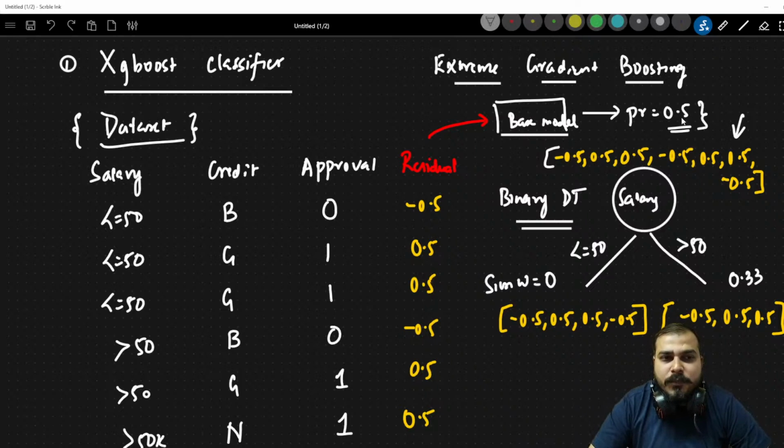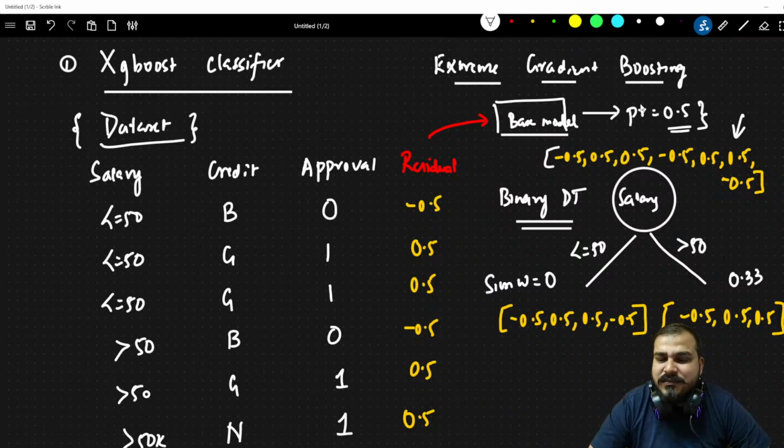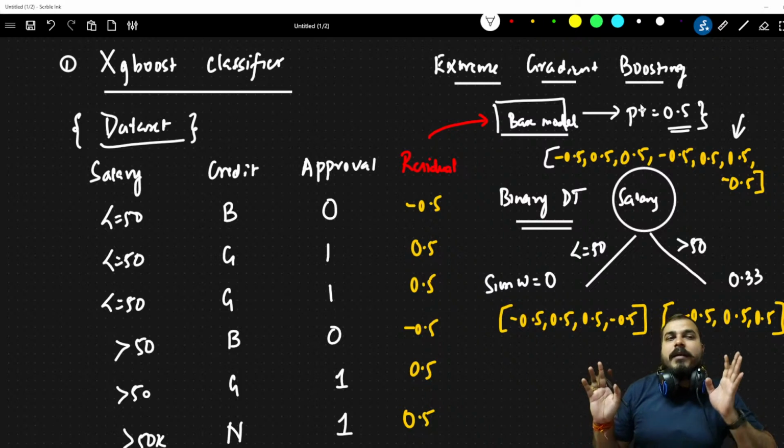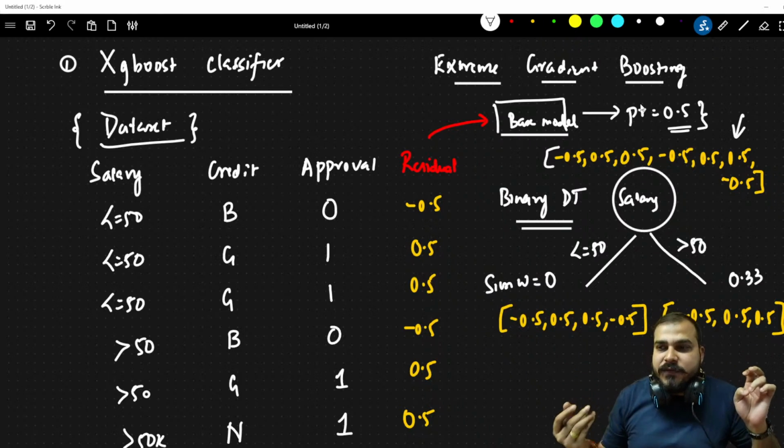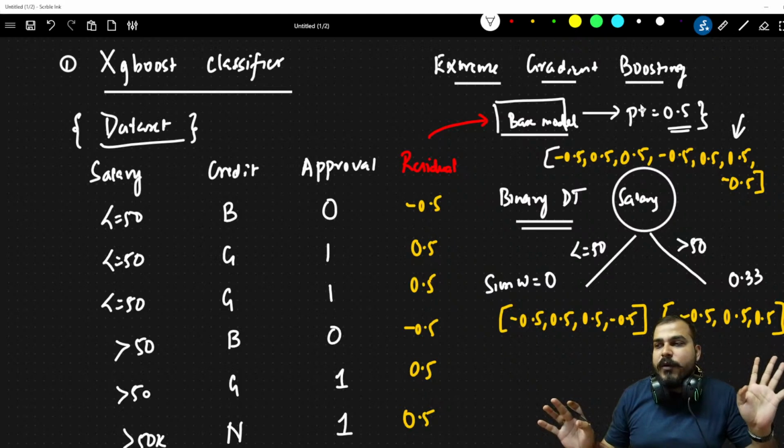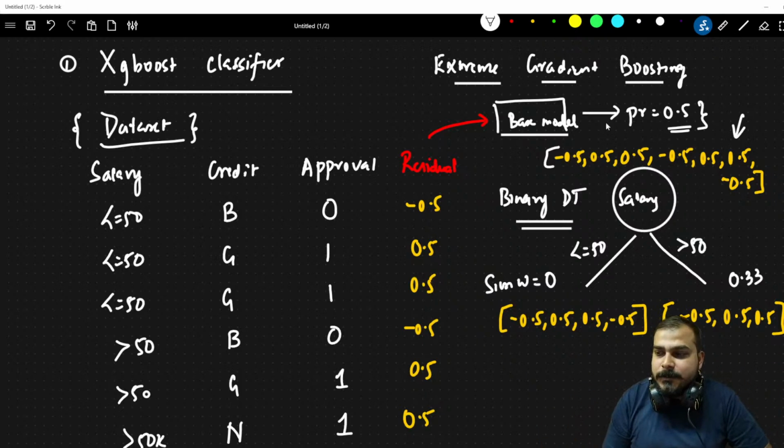Debavrata asks, why is the base model probability 0.5? Because, just understand that it is a dummy model. I've just put an if condition there saying that it is going to give 0.5. Just think of it this way.